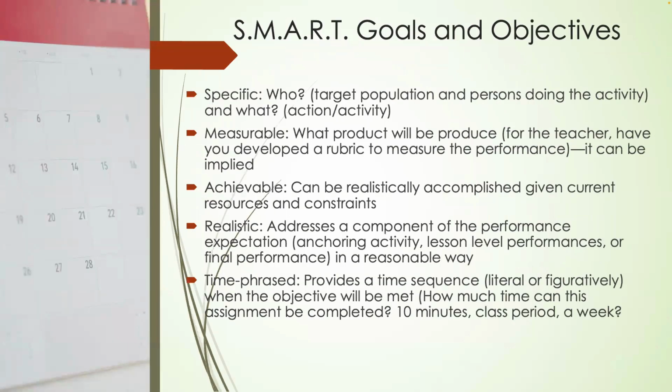So once we have our learning objectives, we need to hash out how important it is that we do this kind of final check, right? See if they are SMART goals and objectives. A SMART objective has five key characteristics. They are specific, measurable, achievable, relevant and realistic, and time-phased.